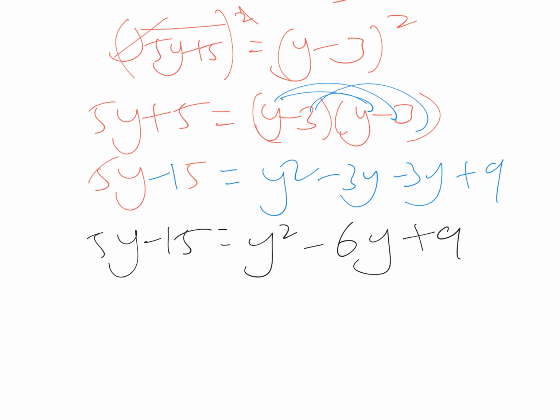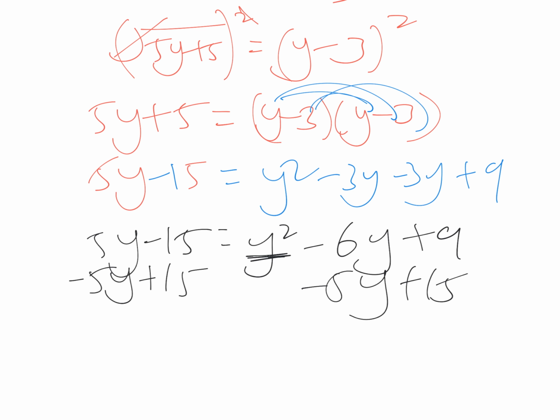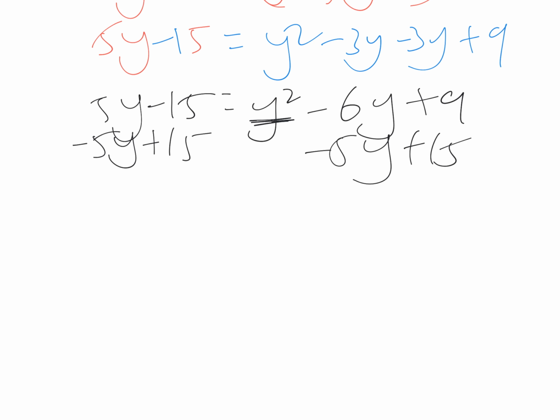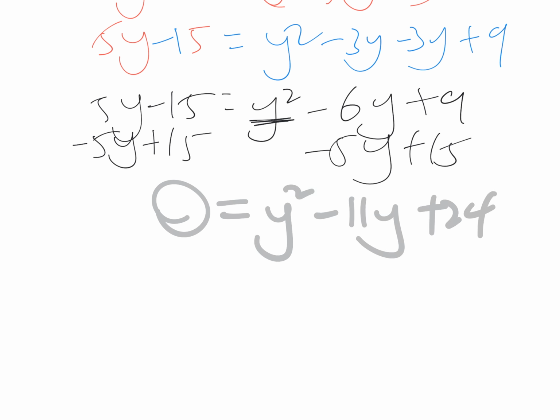Got to move all my terms to the right because my leading term y squared is positive right there. Minus 5y, plus 15, plus 15. So I get 0 equals y squared minus 11y plus 24.